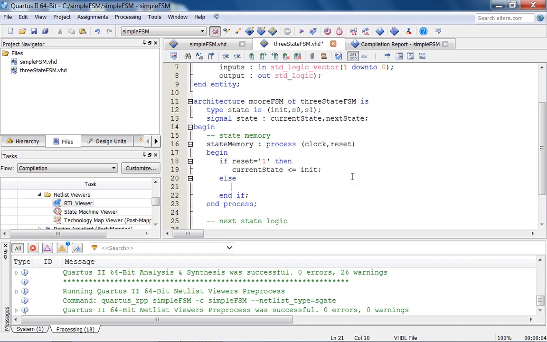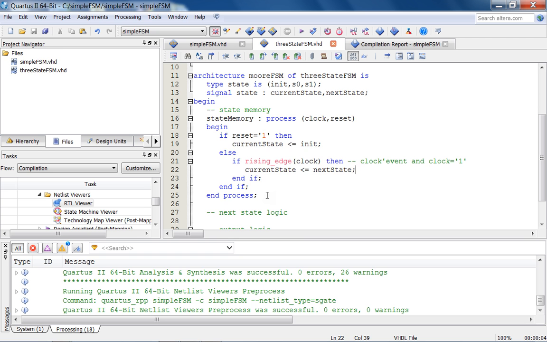If rising edge of clock, that's what I use, then you could also use clock event and clock equals 1 if you want. And current state gets next state. That's it. This is how it exactly infers. Let me open this up again.